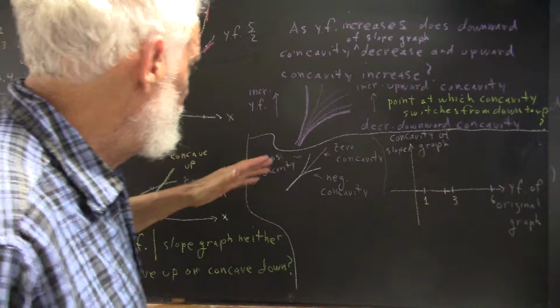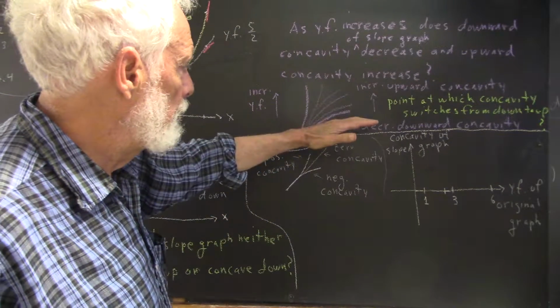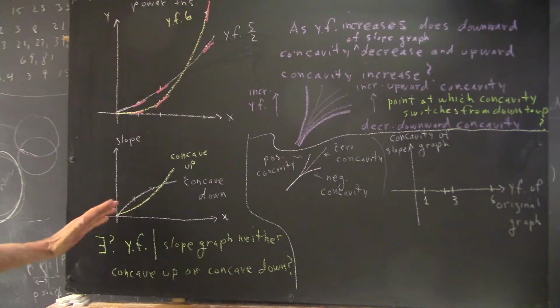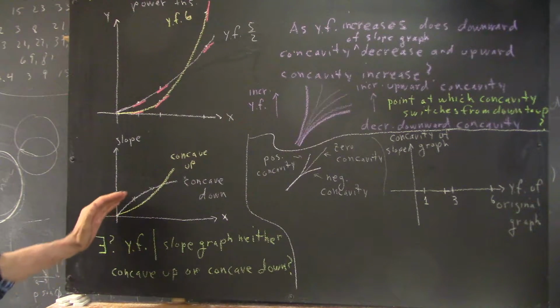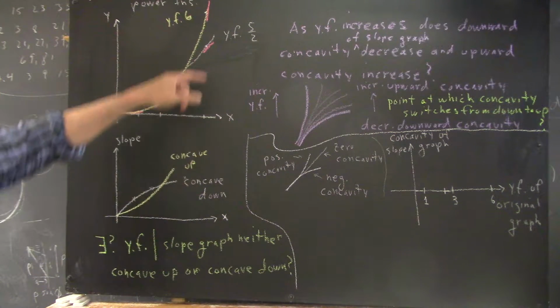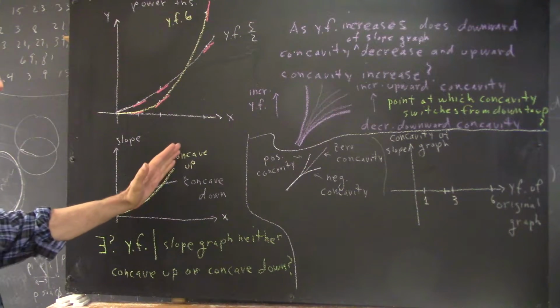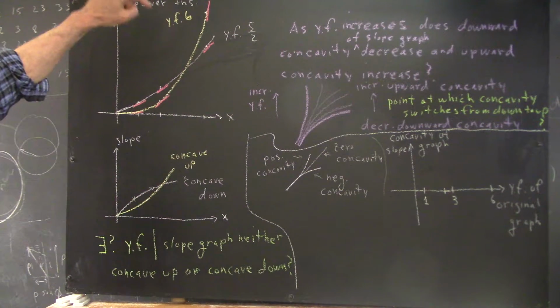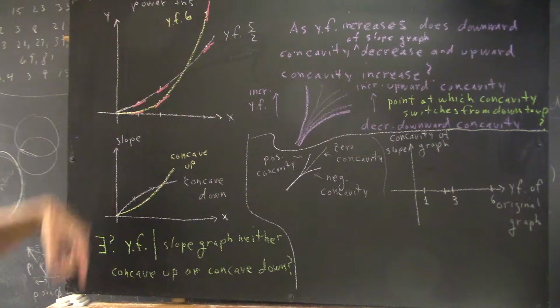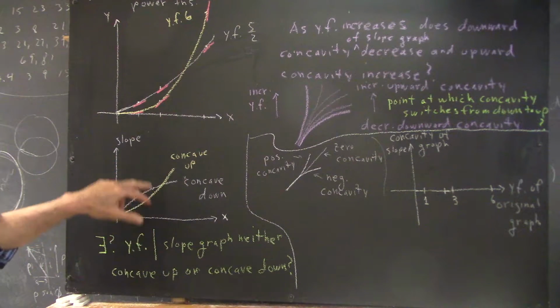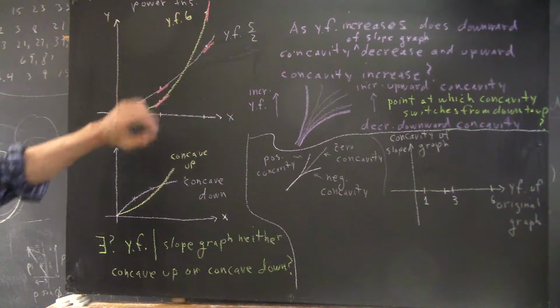Okay, so we see we go from concavity like this to concavity like this. At least that happens between the concavity of the slope graph of the y factor 5/2 graph and the concavity of the slope graph of the y factor 6 graph. Okay, now we're talking about concavity of the slope graphs, not of the original graphs.